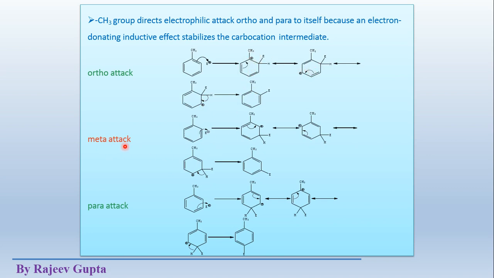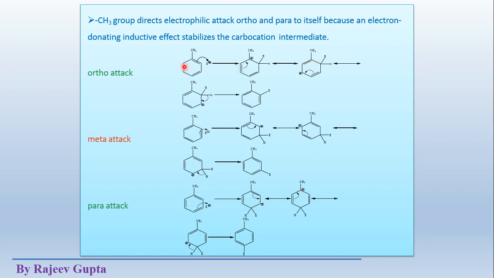Now again see, in meta attack we get these types of resonating structures. These pi electrons move towards this side, and the positive charge comes on this ortho position. Now by this resonance, this delocalization, we get positive charge on this side, and in the third structure at the para position. This is the intermediate obtained by meta attack. And by para attack, observe the electrophile addition on this para position, and this positive charge comes on both meta positions and at this ipso position.